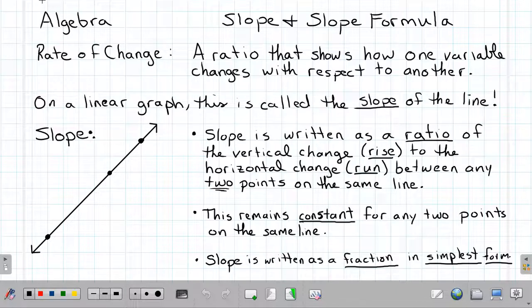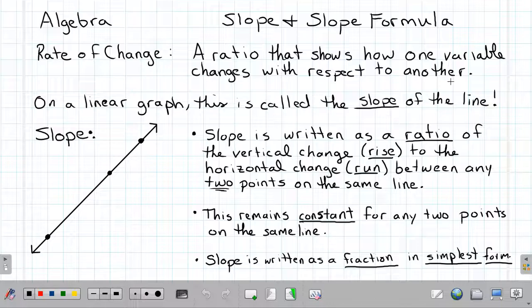Okay. So, the first definition that we need here, and this goes in the first blank on the top of the page, is a definition of rate of change. Now, when you think about rate of change mathematically, the definition states that it's a ratio that shows how one variable changes with respect to another. That's mathematically the definition of rate of change.